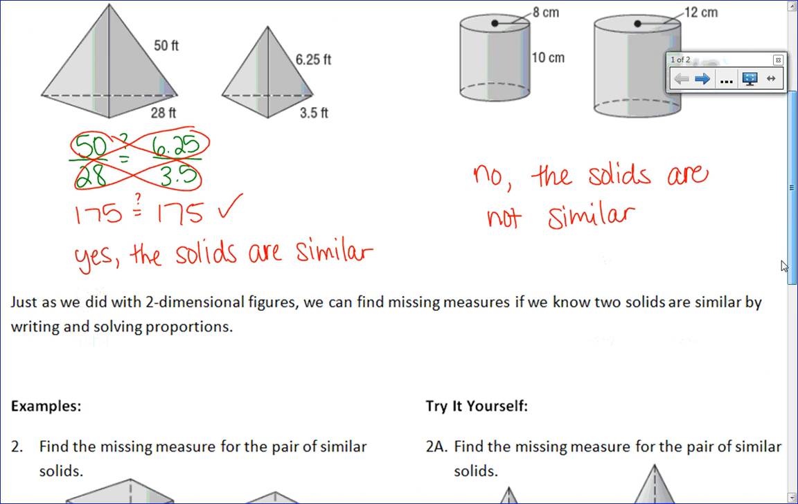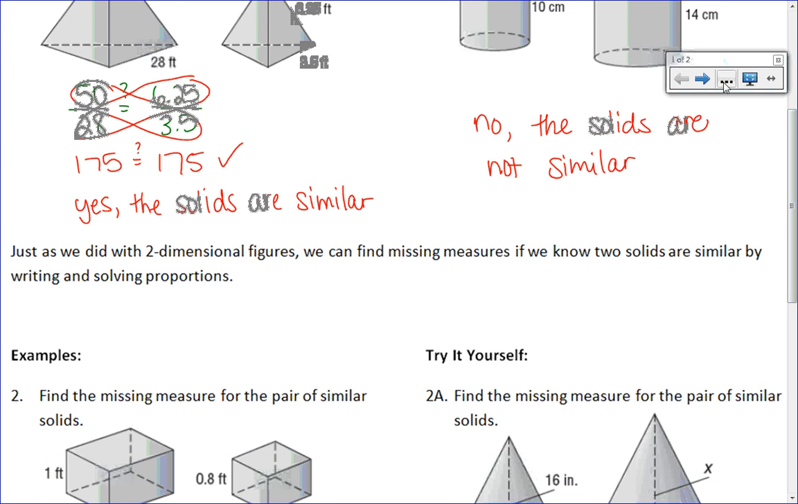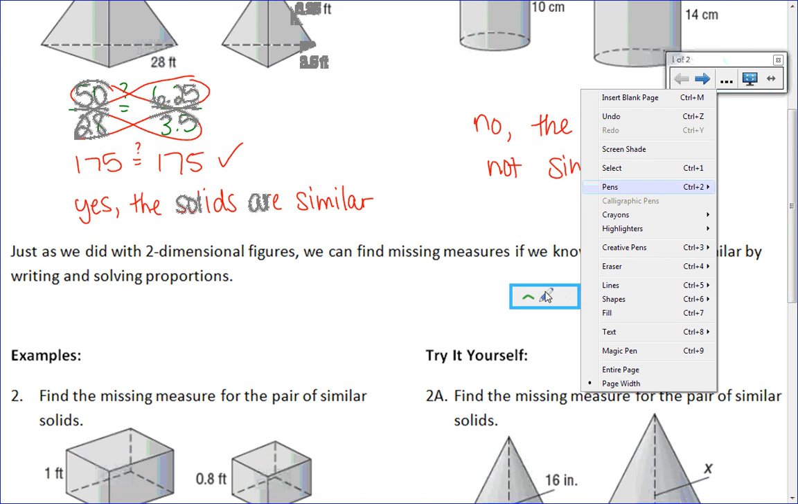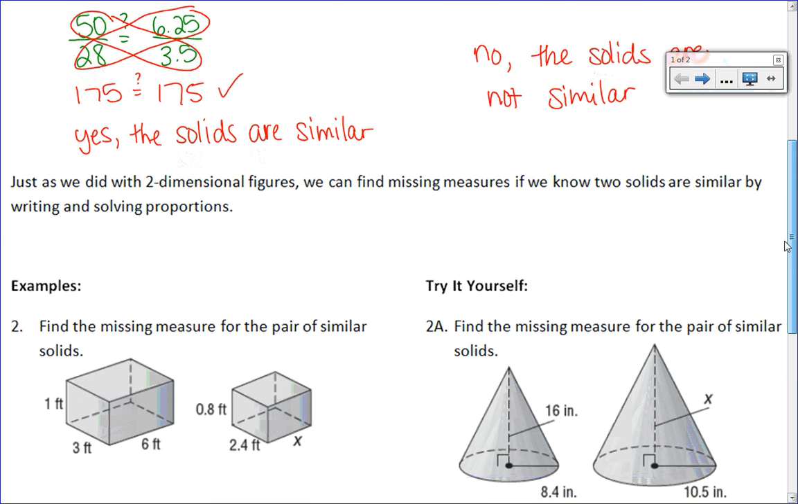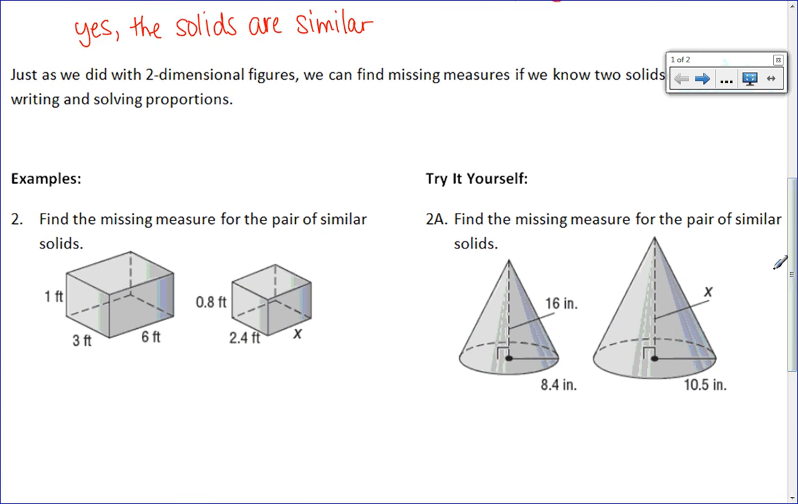Just as we did with two-dimensional figures, we can find missing measures if we know two solids are similar by writing and solving proportions. So that was mostly what we used proportions for, was to find a missing measurement. Let's look at example 2. Find the missing measure for the pair of similar solids. So this is telling us that these two solids are similar. We don't have to verify that now, but we want to find the missing measure.